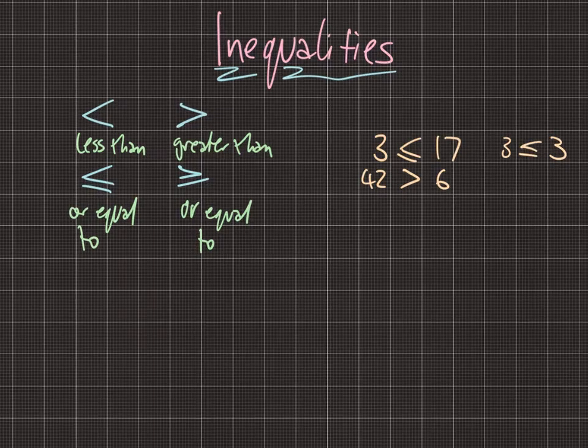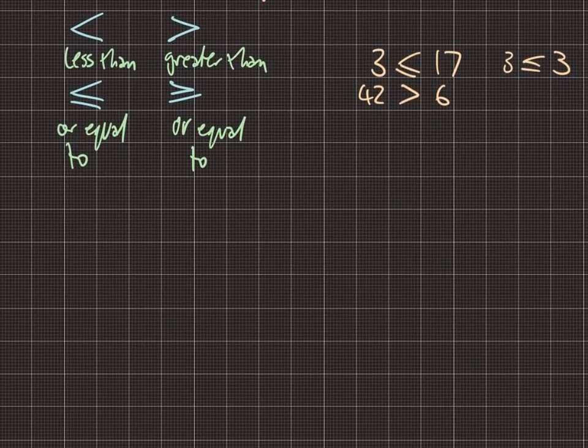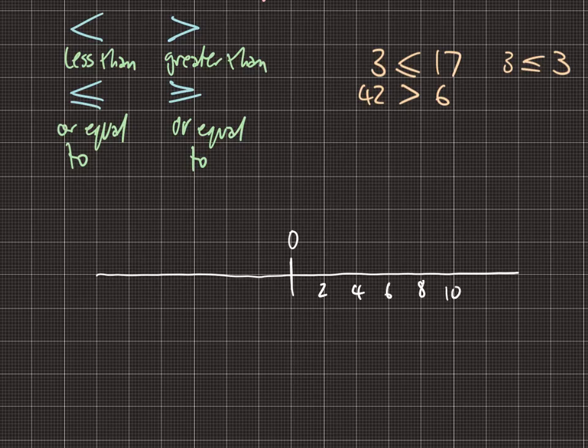Okay, so what can we actually do with inequalities? Well, the main thing that we're going to do is we're going to define sets of numbers using inequalities. And a really good way to have a look at how this works is to use a number line. So here's a number line with 0 in the middle and numbers obviously getting larger positive to the right and larger negative to the left. So let's put some numbers on. So let's make this go up in 2s, 2, 4, 6, 8, 10, and go down in 2s as well. -2, -4, -6, -8, -10.